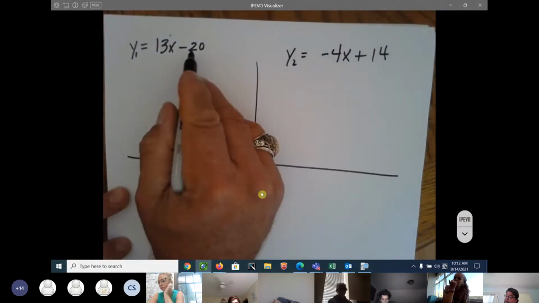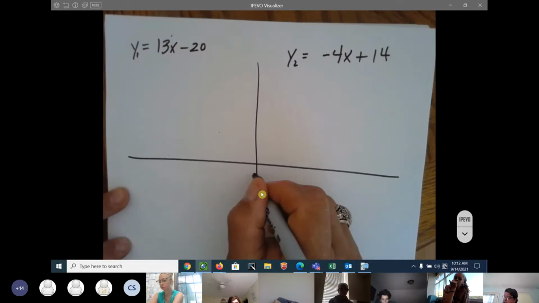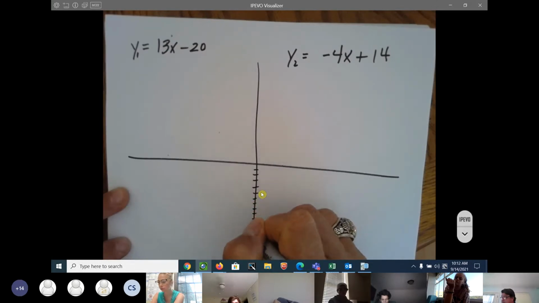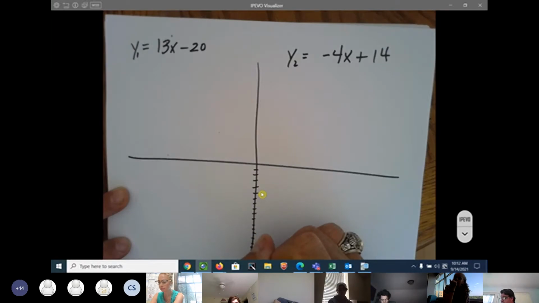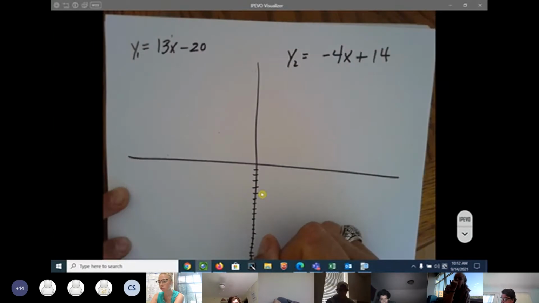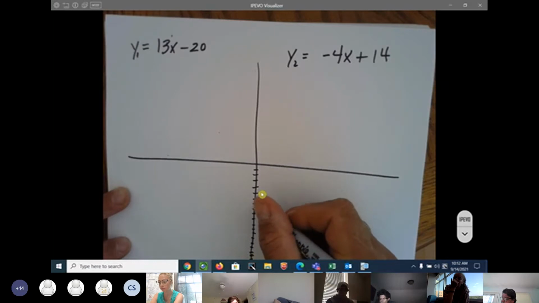So negative 20, and counting up 1, 2, 3, all the way to 20. Woo! And there's your y-intercept. Go 5 up, 1, 2, 3, 4, 5, 1 over. I'm sorry, 13 up. 1, 2, 3, 4, 5, 6, 7, 8, 9, 10, 12, 13.